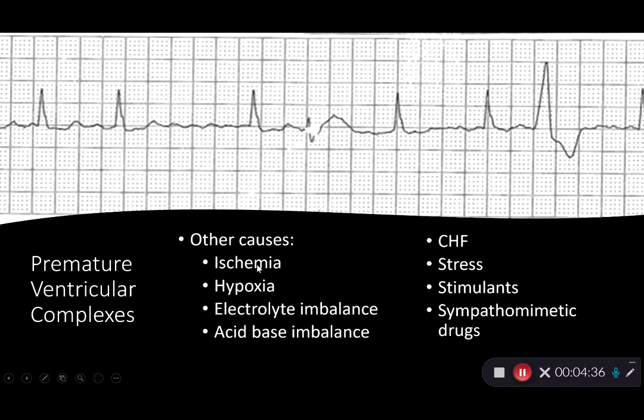So some of our common causes: it can happen with ischemia, hypoxia, or some electrolyte or acid-base imbalances. We see this a lot in CHF because CHF patients have some ventricular muscular damage, so we could get some irritated spots there. It could be simple things like stress or fatigue. Sometimes if we're just tired, we can get PVCs happening prematurely. Stimulant use is a common cause, anything from caffeine to cocaine, and then some sympathomimetic drugs, like your epinephrine, dopamine, Levophed, norepi, those kinds of drugs that mimic the sympathetic nervous system.